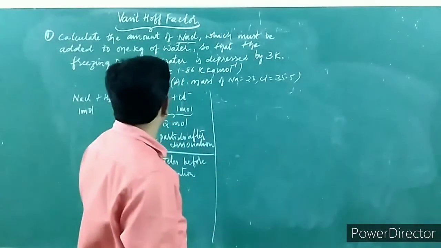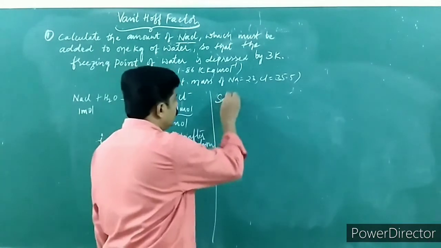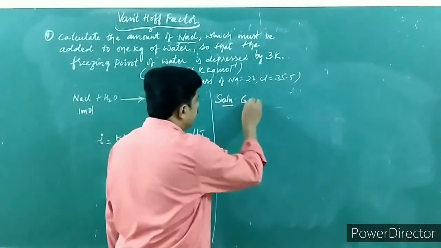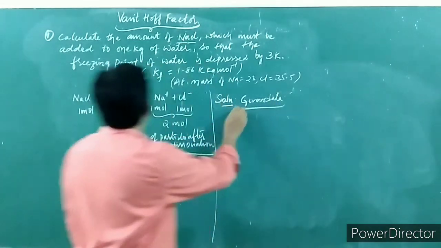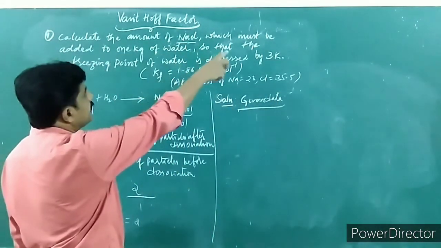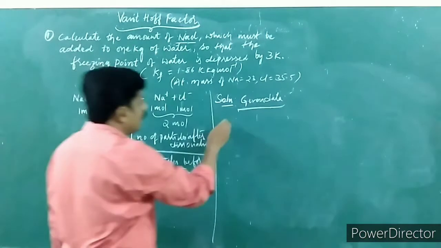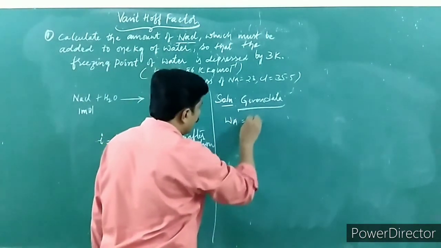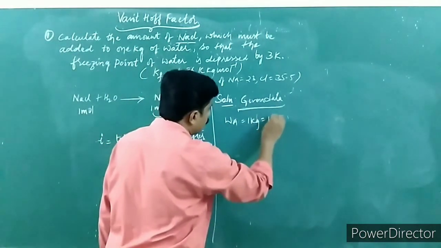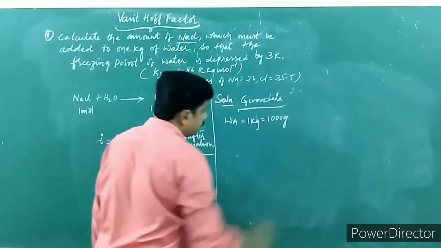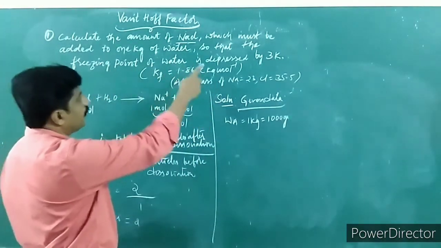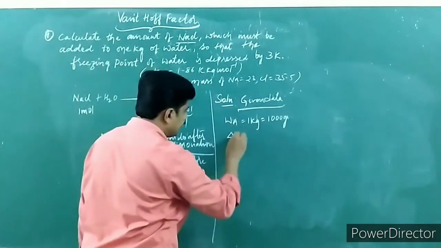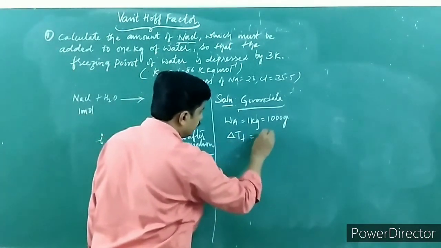Let us solve this numerical. Let me write the data first. Look at here. Calculate the amount of NaCl which must be added to 1 kg of water. That means W is equal to 1 kg, that is equal to 1000 grams, is it not? Then what is given here? So that the freezing point of water is depressed by 3 Kelvin. That means delta TF is given, that is equal to 3 Kelvin.